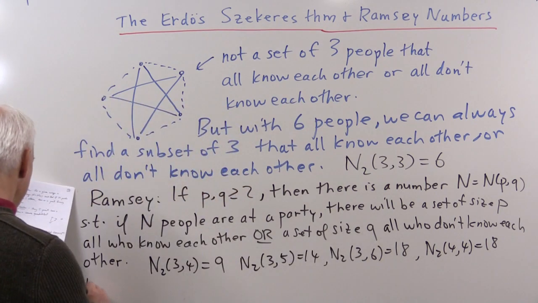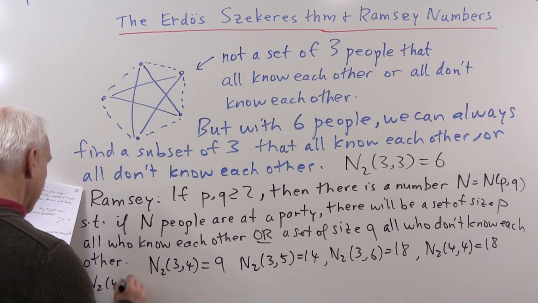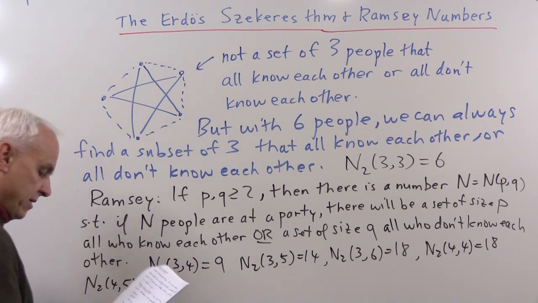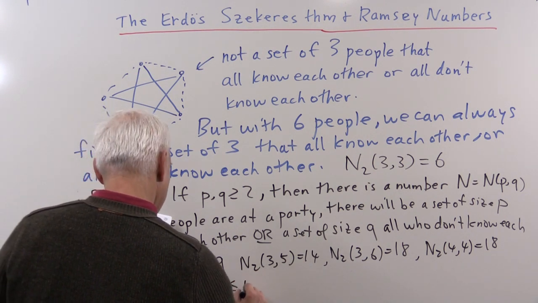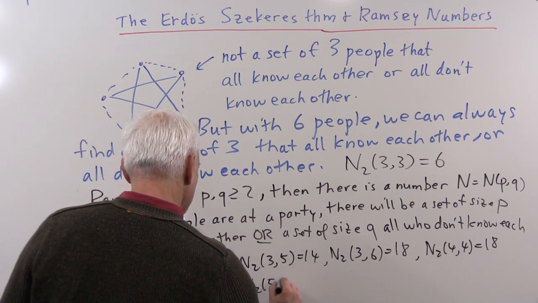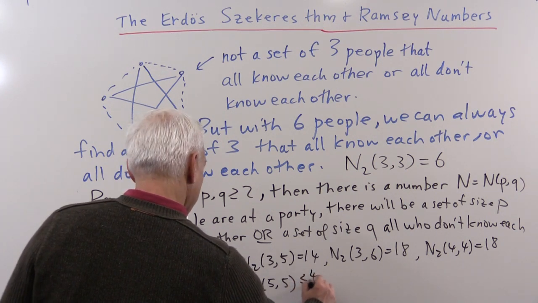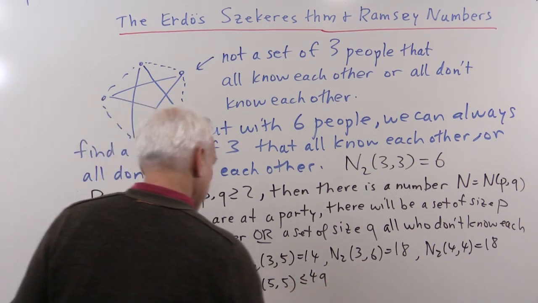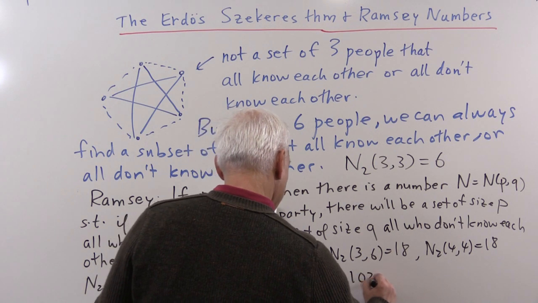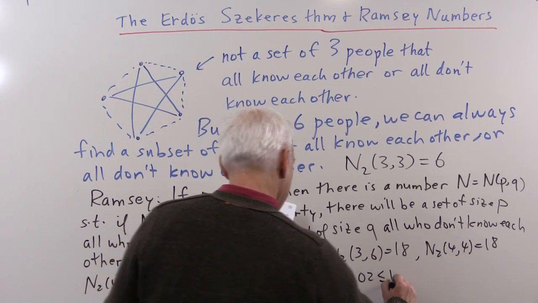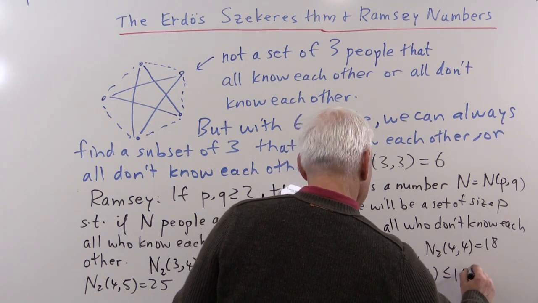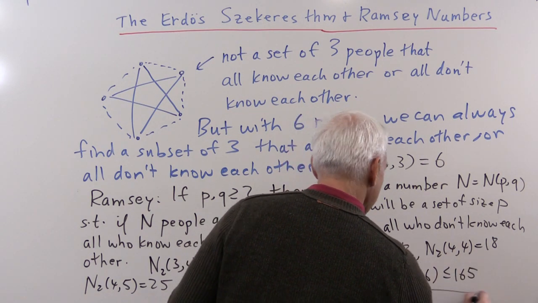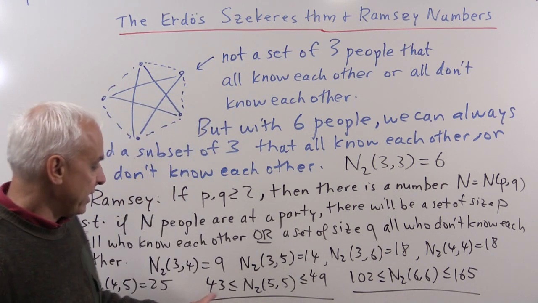And we know N2 of 4, 5 is 25. But I think we don't know much more than this as far as N2 of 5, 5 is concerned. It's somewhere between 43 and 49. And moreover, for N2 of 6, 6, it's somewhere between 102 and 165. So what does this mean?